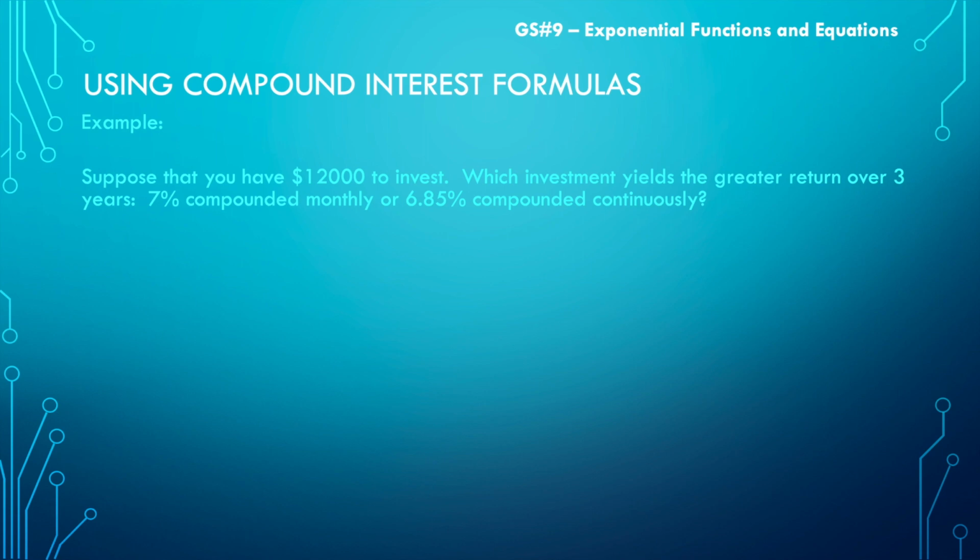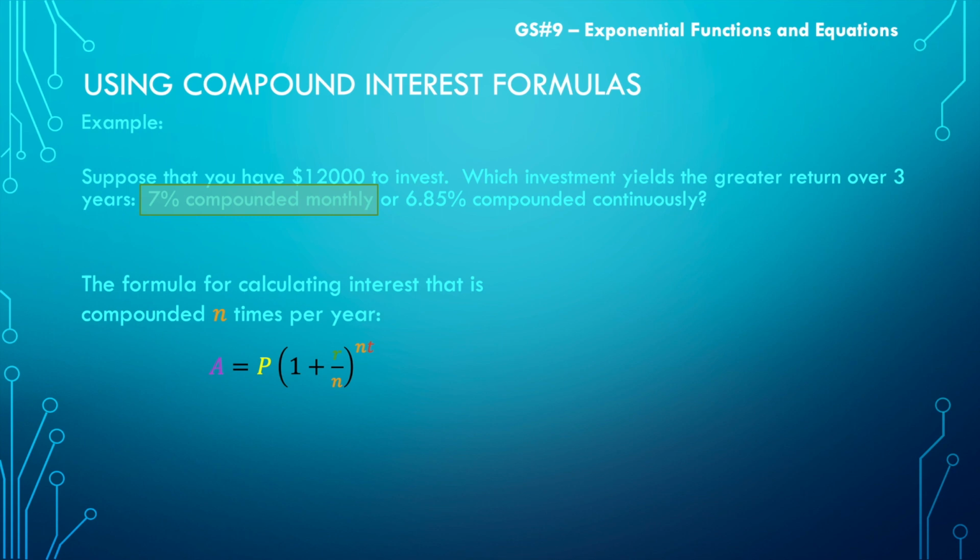And you may be tempted to say, well, the greater interest rate is going to give us the most money. And that may be true, but depending on how often we get paid, it may not be true. It really has a lot to do with both of those factors. So let's think about that first account. Let's run the numbers for that 7% account.